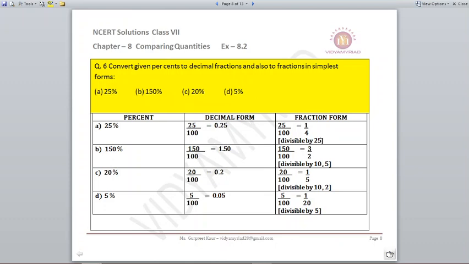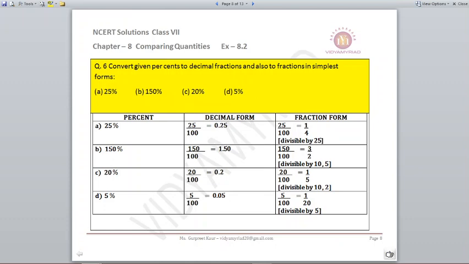B part, 150% can be written as 150 upon 100. So just put the decimal place after 2 digits from your right, going towards your left. I hope you know how to put the decimal. So it will become 1.50. If I want the fraction form, 150 upon 100 is very well divisible by 5 and 10. You can get the answer as 3 upon 2 in a fraction.